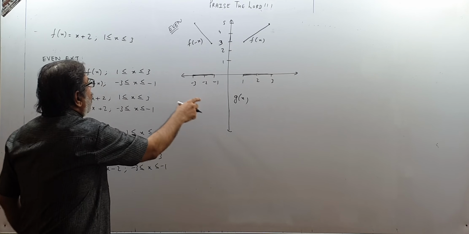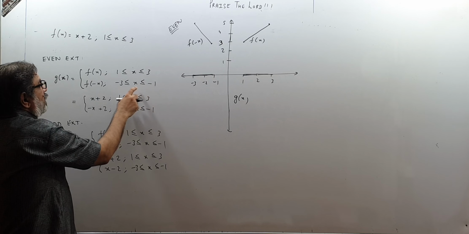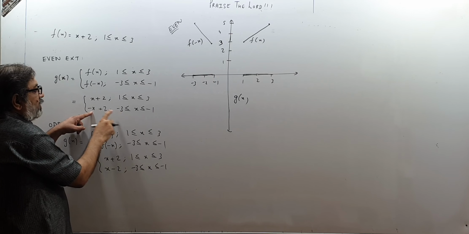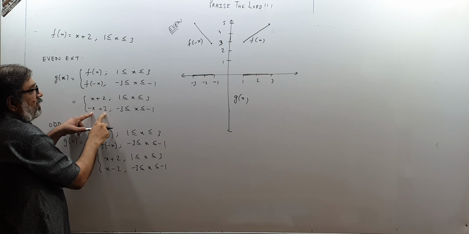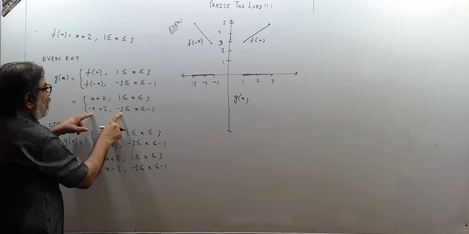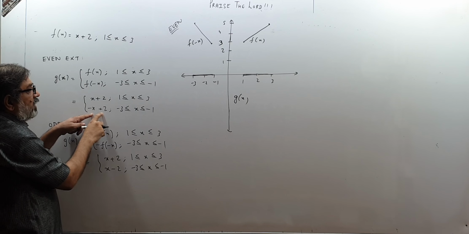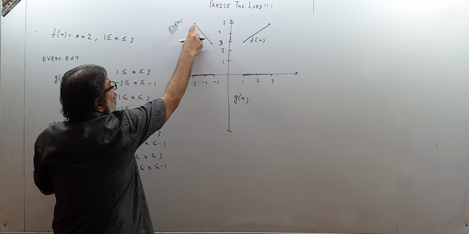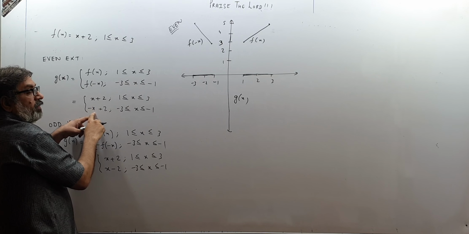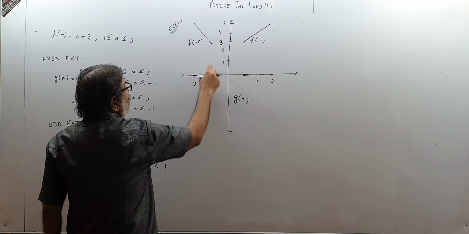And children, you can check x from minus 1 to minus 3. See, take minus 3. When x is minus 3, minus of minus will be 3, 3 plus 2, 5. So minus 3 and 5. And when x is minus 1, put minus 1. Minus of minus 1 is 1, plus 2, 3. So minus 1 till 3.